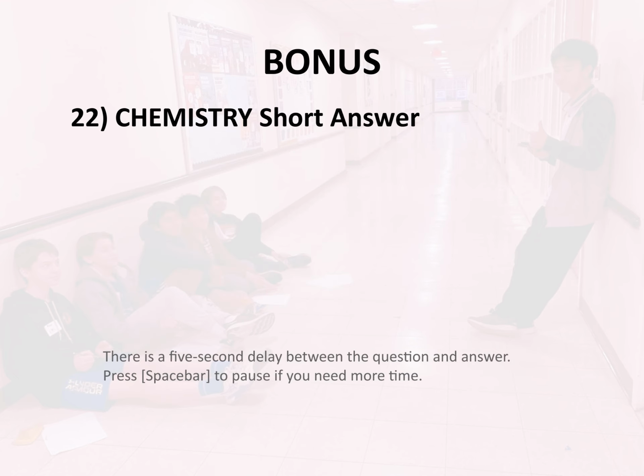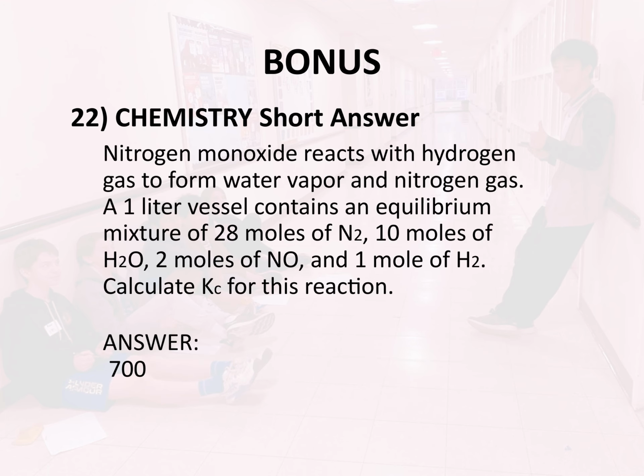Bonus 22. Chemistry. Short answer. Nitrogen monoxide reacts with hydrogen gas to form water vapor and nitrogen gas. A 1-liter vessel contains an equilibrium mixture of 28 moles of N2, 10 moles of H2O, 2 moles of NO, and 1 mole of H2. Calculate Kc for this reaction. Answer: 700.